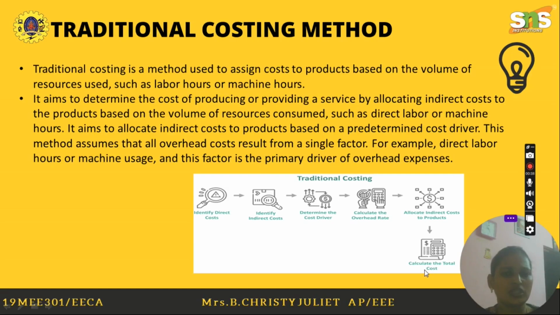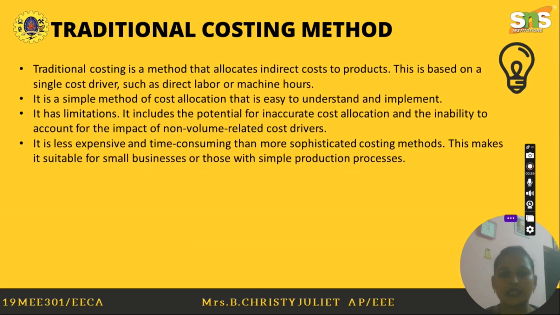The traditional costing method includes indirect cost. So we calculate direct cost and indirect cost, find the cost driver, calculate the overhead rate, and finally allocate the indirect cost to each and every product, and then calculate the total cost. This is how the traditional costing method functions. It is less expensive, but certain non-volume related cost drivers will not be accounted for. That is one drawback of the traditional costing method.